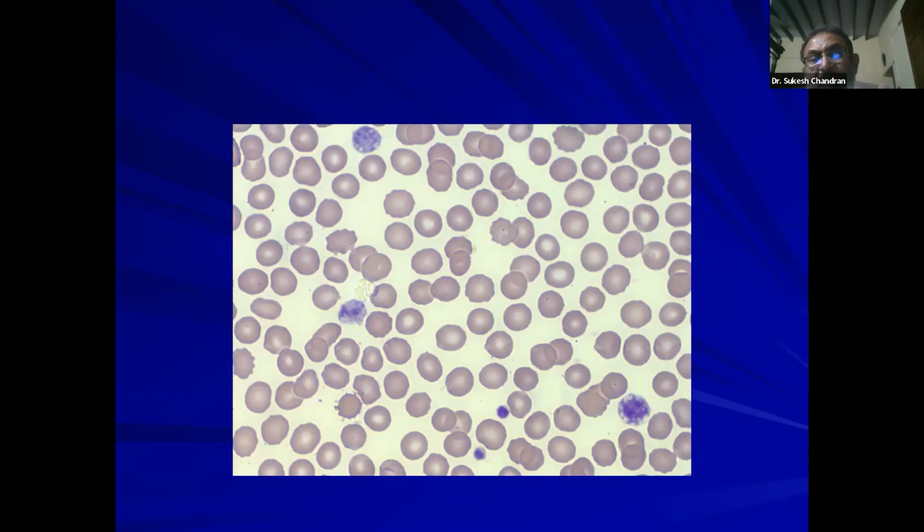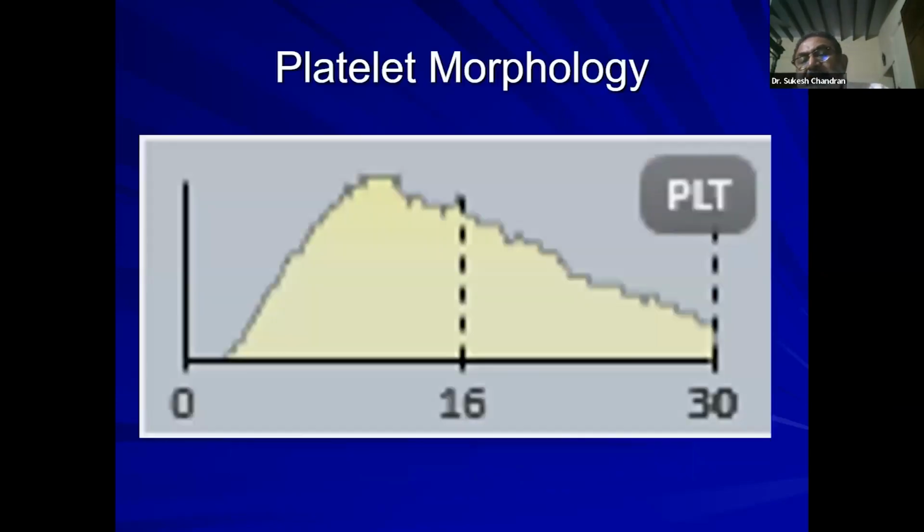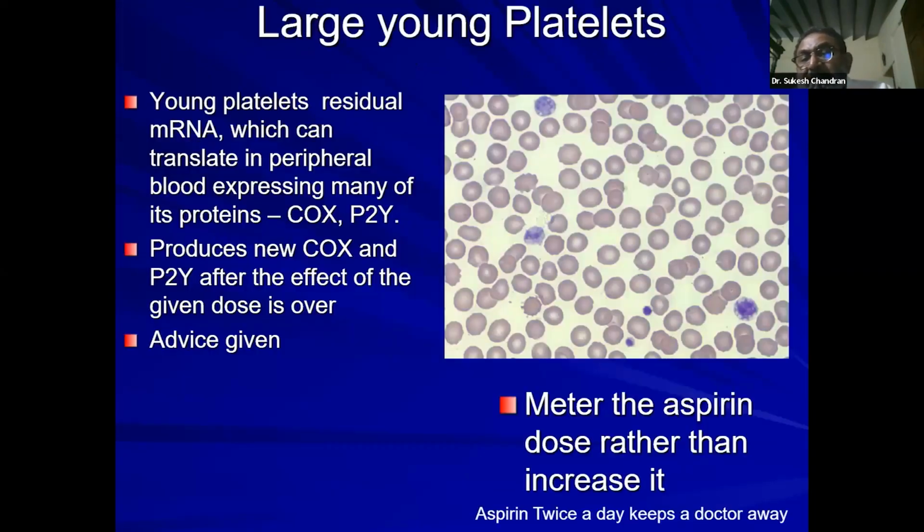And the advantage of a cell counter is that I can identify these large platelets just by looking at the histogram. So the opinion that was given was that instead of increasing the dose of aspirin, which he wanted, I said give aspirin twice a day instead of a higher dose once a day. And after giving it twice a day, when he repeated the assays, it showed good response to aspirin as well as clopidogrel. So please remember, morphology is useful, but the platelet histogram was more useful because it reflected the presence of large platelets.